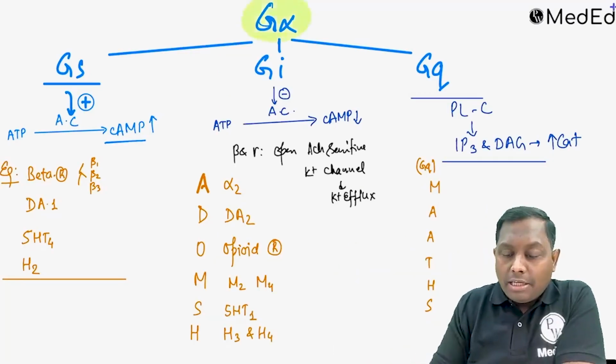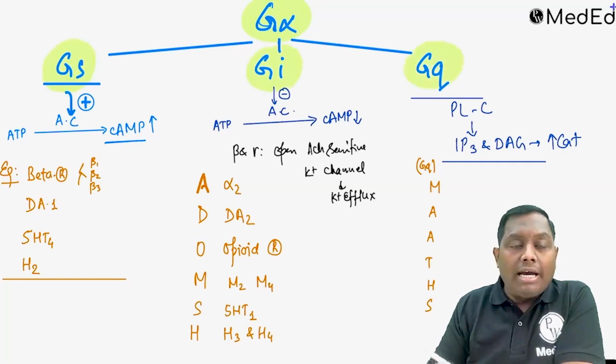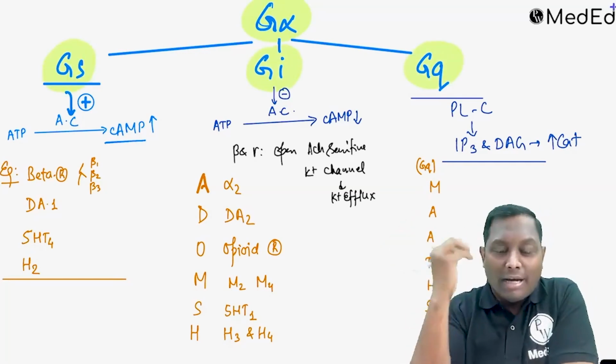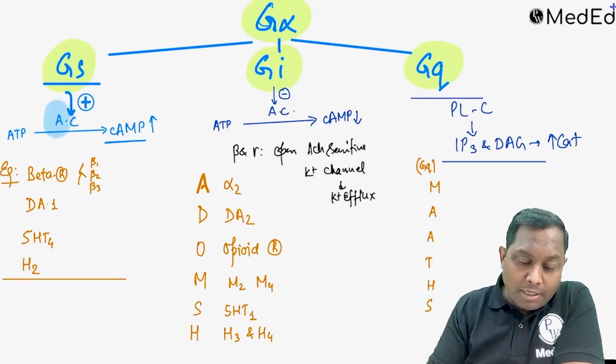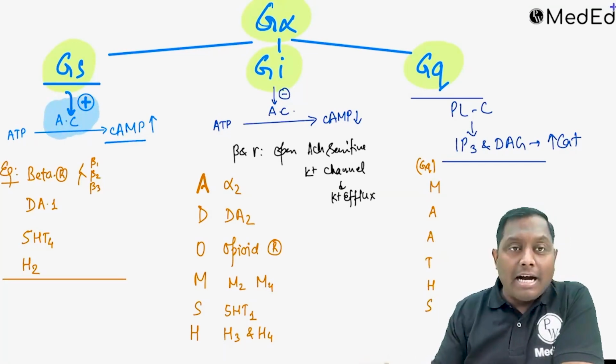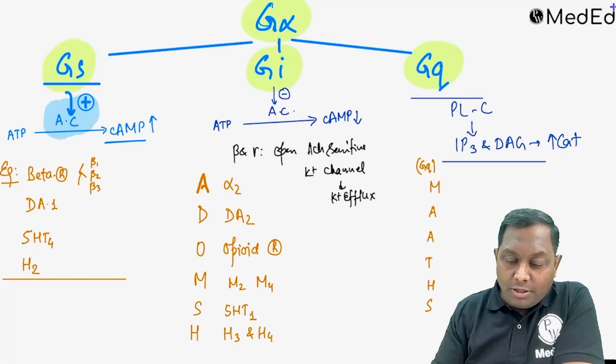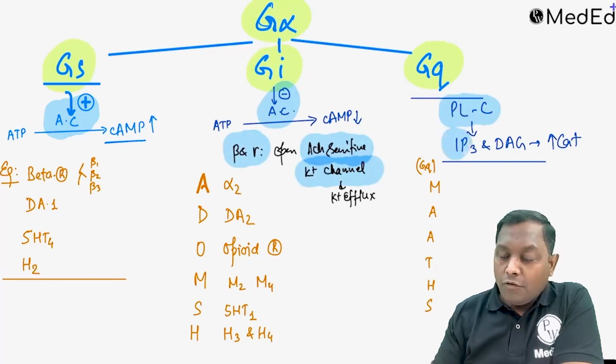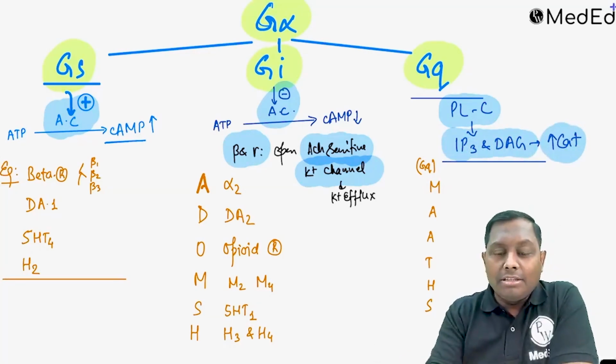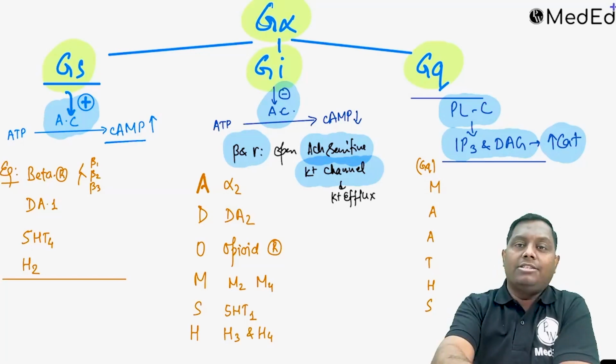So G alpha that we have is further subdivided into GS, GI and GQ. In which order is it going, SIQ? S is going to simply stimulate the enzyme adenylate cyclase. I is simply going to inhibit it, plus its beta gamma component opens the acetylcholine-sensitive potassium channel. Q is going to act by stimulating phospholipase C, which increases the IP3 and DAG, that will be increasing the intracellular calcium.